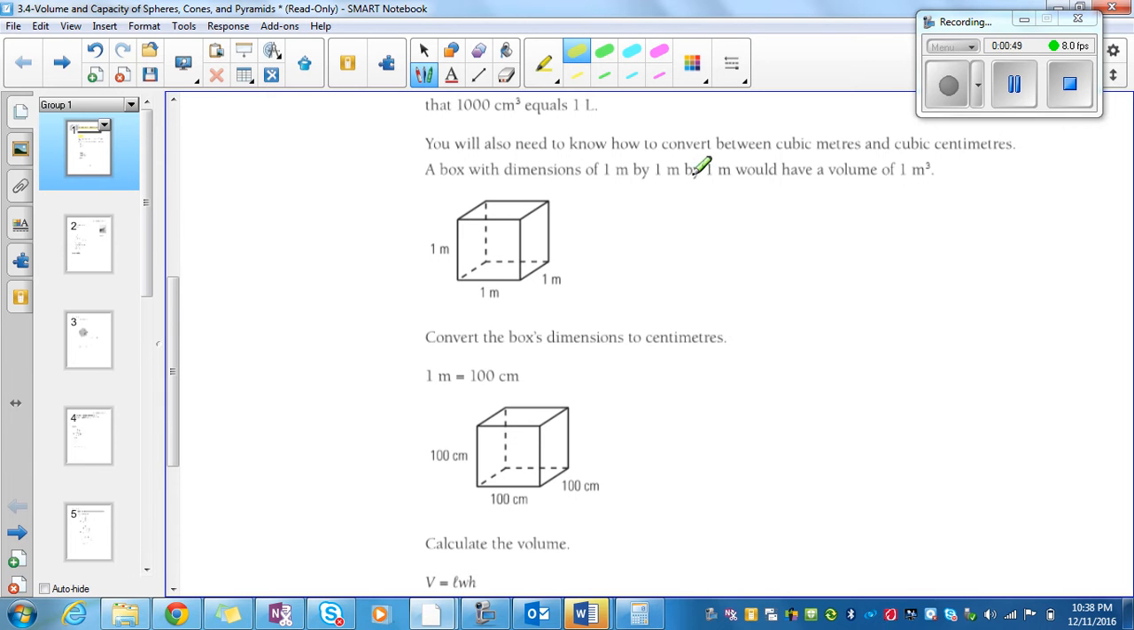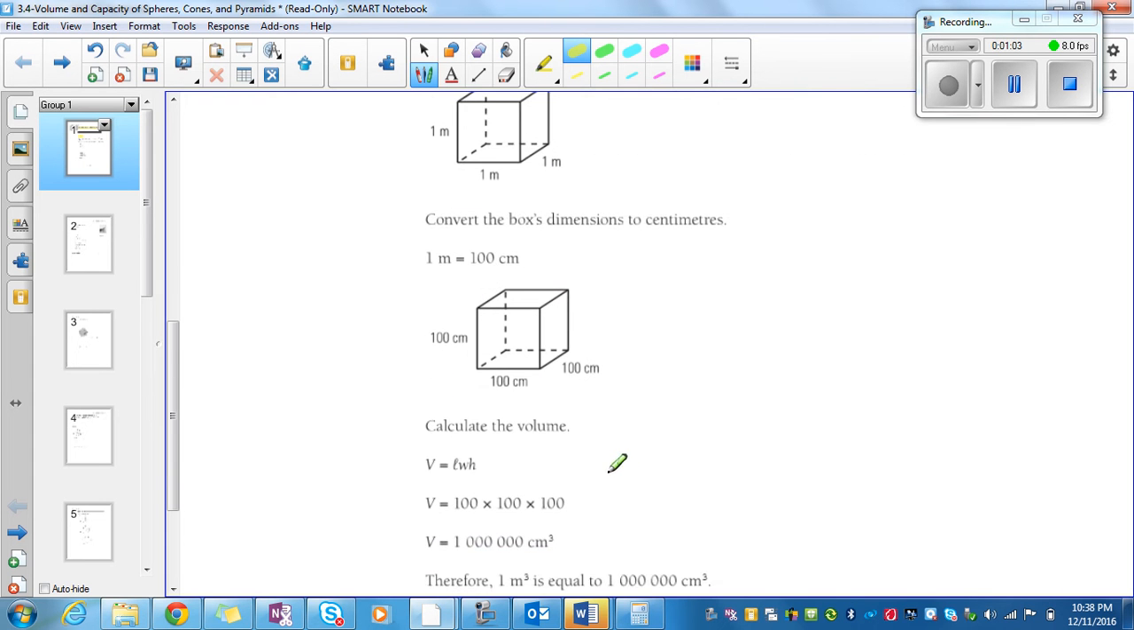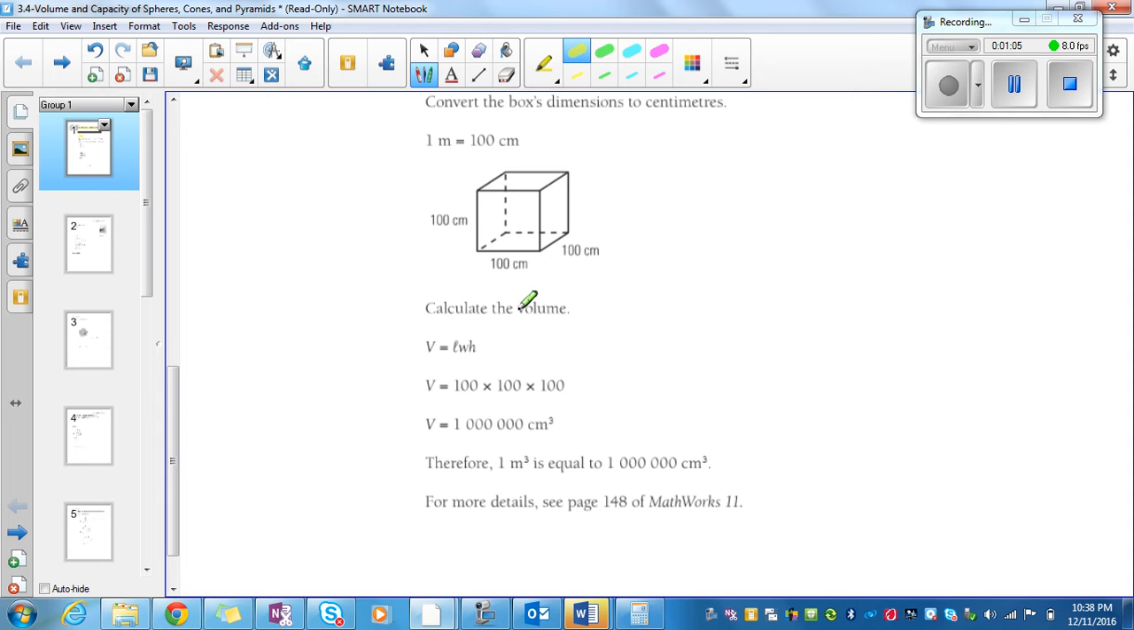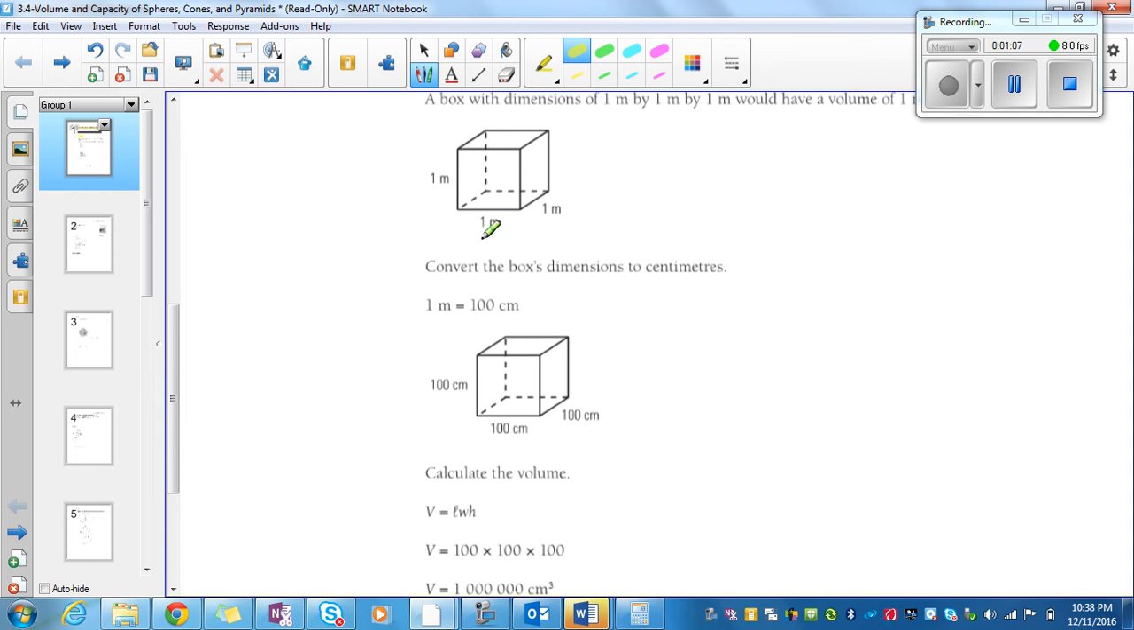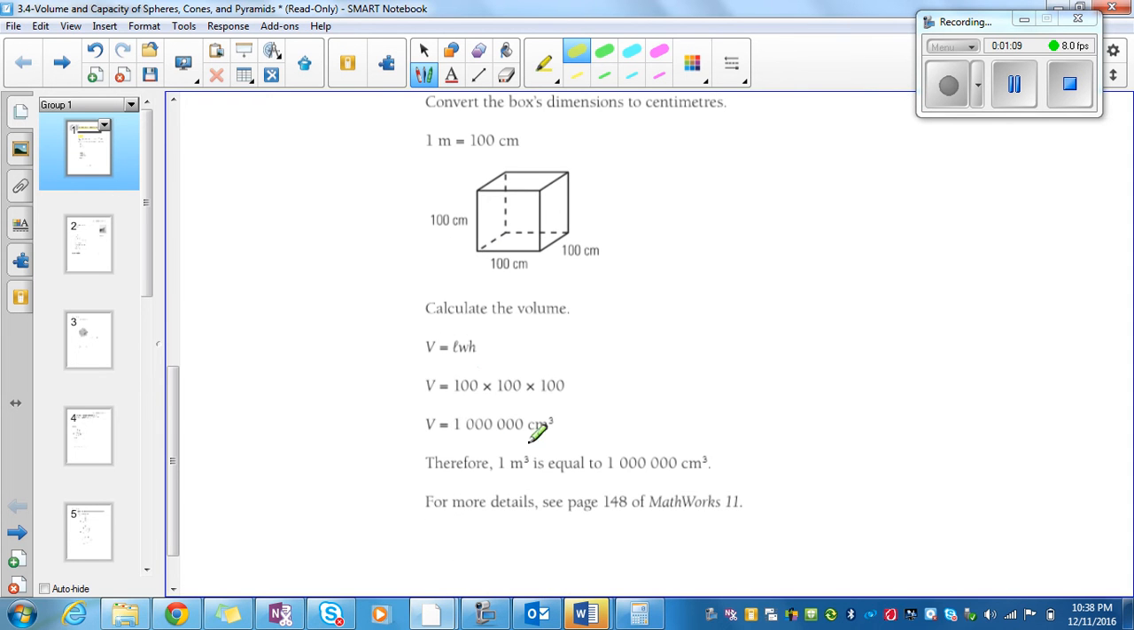You will also need to know how to convert between cubic meters and cubic centimeters. So if we have 1 meter by 1 meter by 1 meter, we could change that into centimeters, which is 100 centimeters by 100 centimeters by 100 centimeters. So 1 meter cubed is the same as saying 1 million centimeters cubed. So this is a good conversion for us to keep.